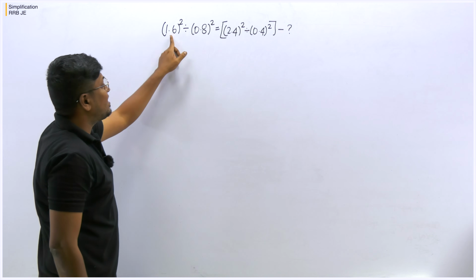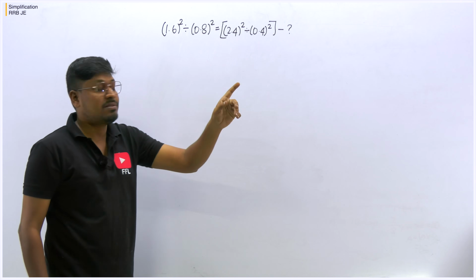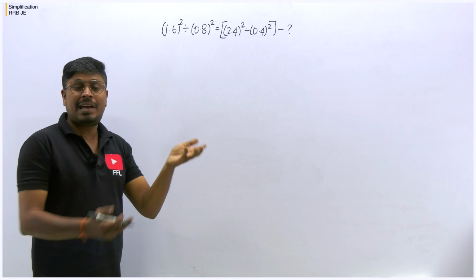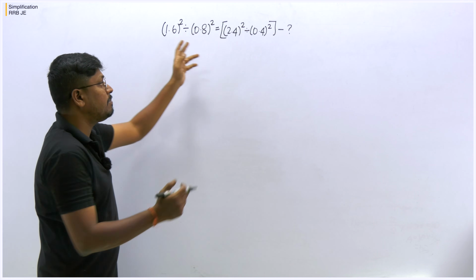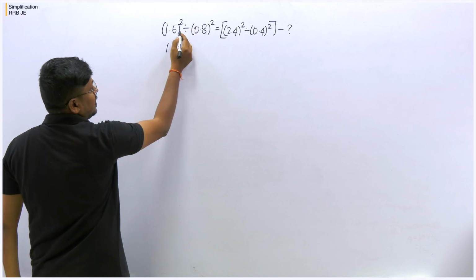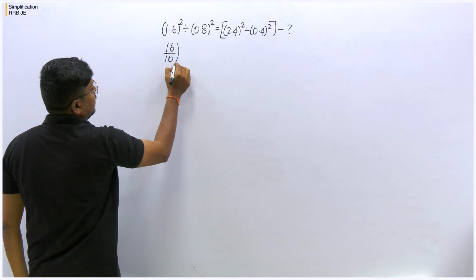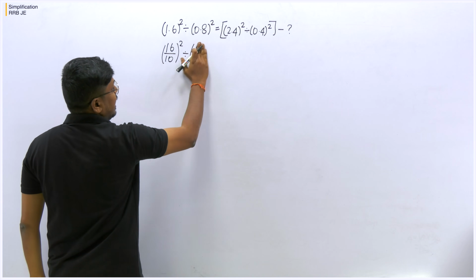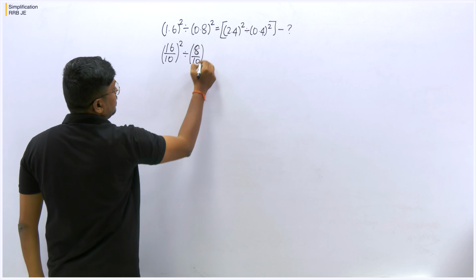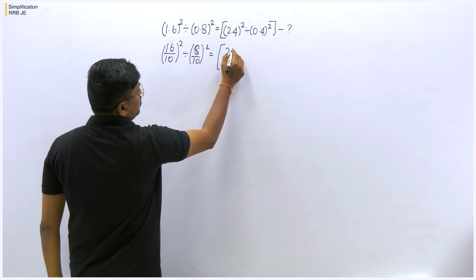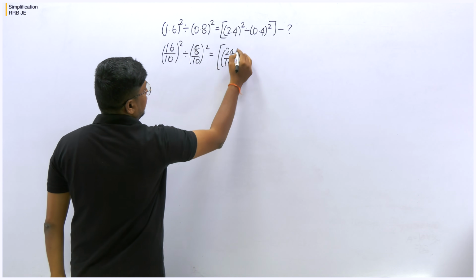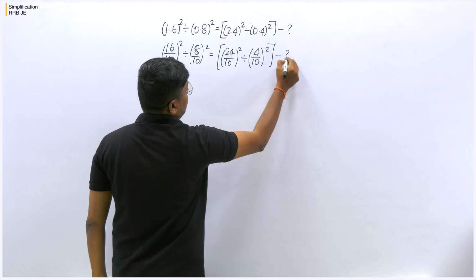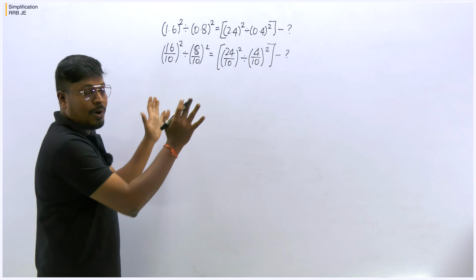Here, do not waste your time by writing what is 1.6 square and then 0.8 square and then dividing. Don't do that. First, what I have told initially is, always if you see a decimal point, remove it first. So 16 divided by 10 the whole square, division again 0.8 can be written as 8 divided by 10 the whole square, is equal to, similarly 24 by 10 the whole square, division 4 divided by 10 the whole square, minus question mark, right? So initially I have removed all the decimal points.